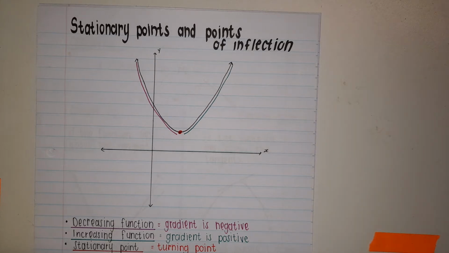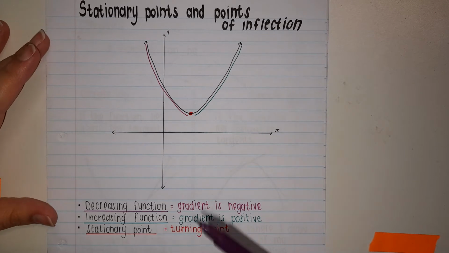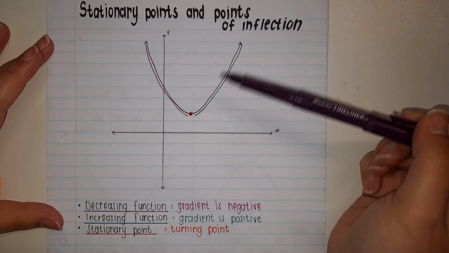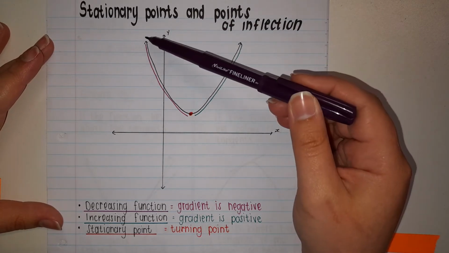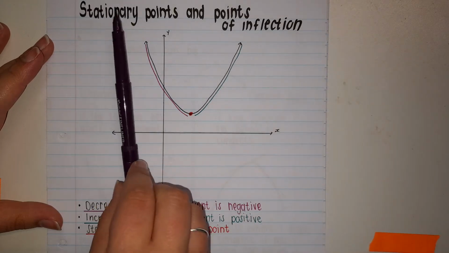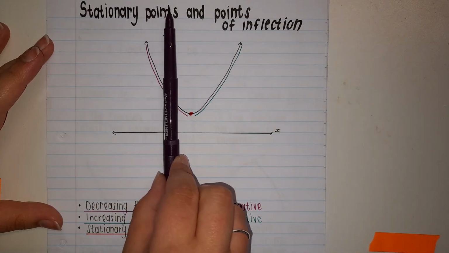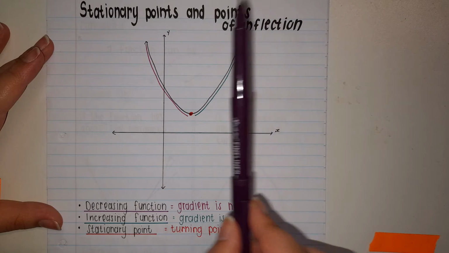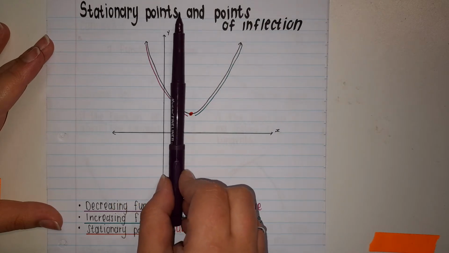Okay, stationary points and points of inflection. So when I look at this graph, which is a parabola, I'm going to see there's two things happening. On this side, as it's going down, as y is decreasing, we see our function is decreasing. Our gradient is negative.